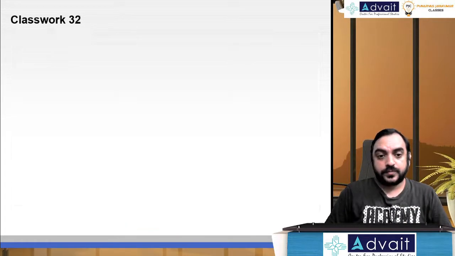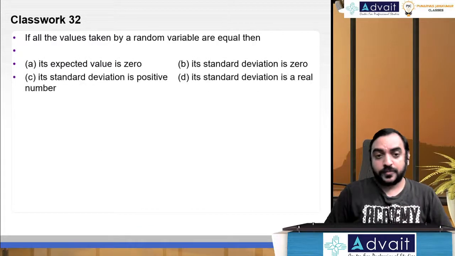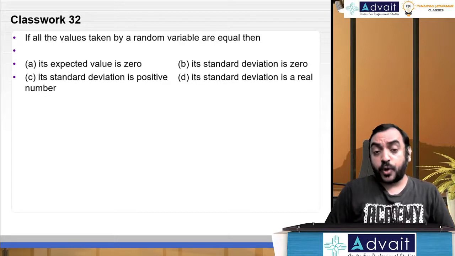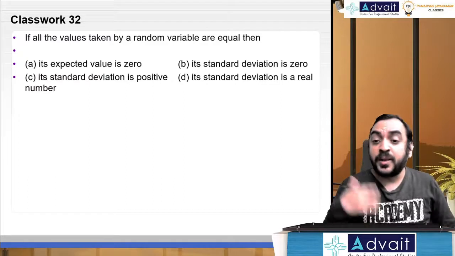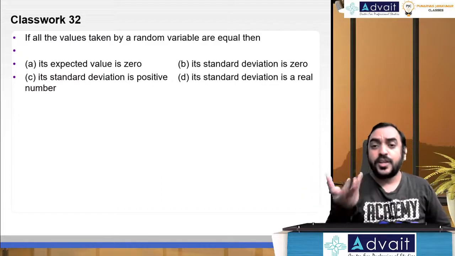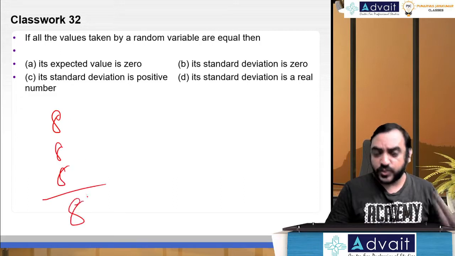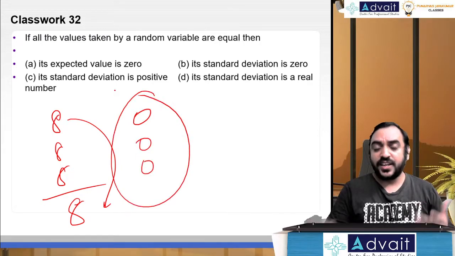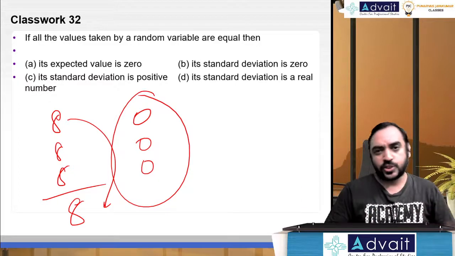Next. If all the values taken by a random variable are equal, then which is correct? Expected value is 0, standard deviation is 0. If standard deviation is positive, standard deviation is a real number. If all values are the same, what deviation do you get? If the numbers are 8, 8, 8, the average is also 8. When you do deviation, 8 minus 8, you get 0, 0, 0. So when you calculate deviation, everything is 0. Standard deviation will also be 0.